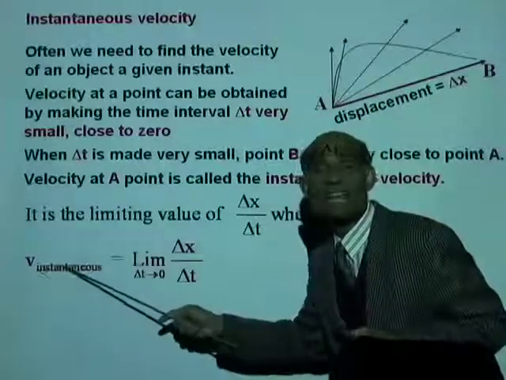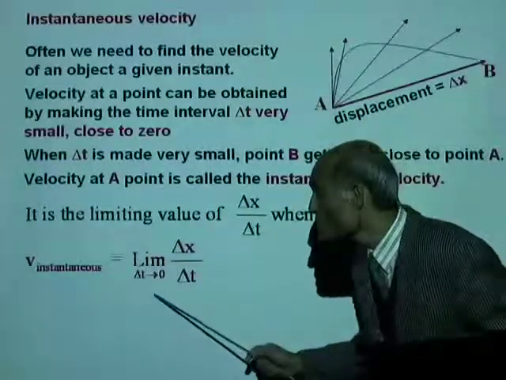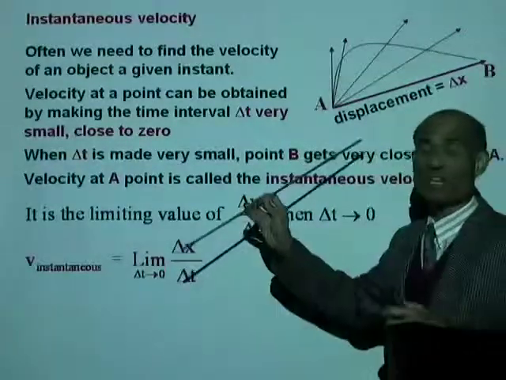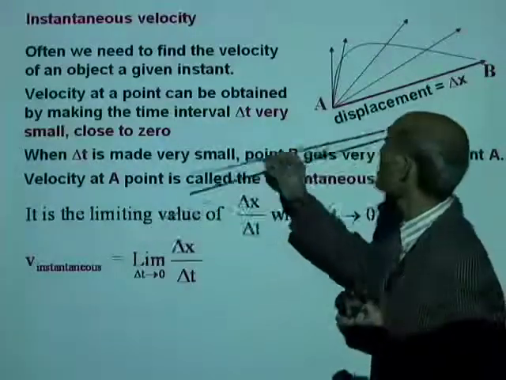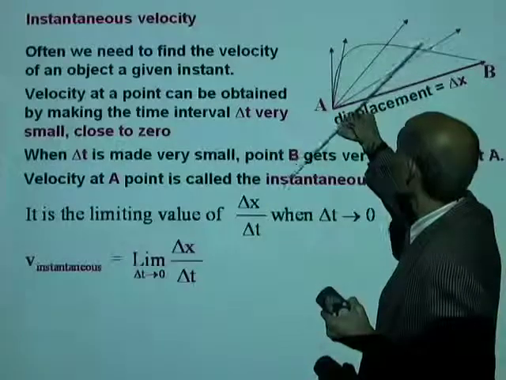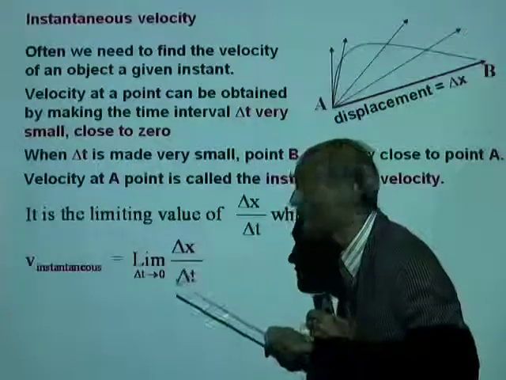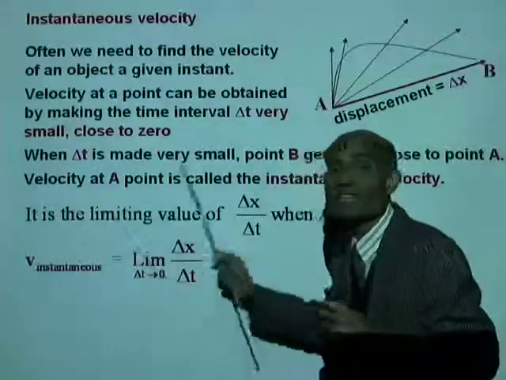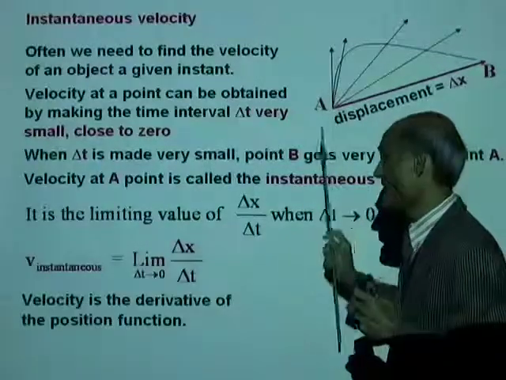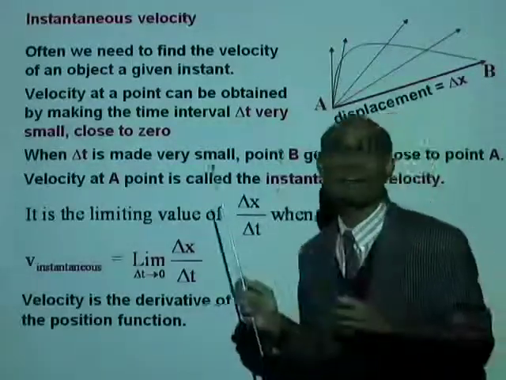Therefore, instantaneous velocity, V instantaneous, is defined like this. It is the limiting value of delta x divided by delta t. You understand the meaning of limiting value. As delta t is made smaller and smaller and smaller, the limiting value of delta x divided by delta t is called the instantaneous velocity at that point. And therefore, it is the slope of the tangent line at that point.